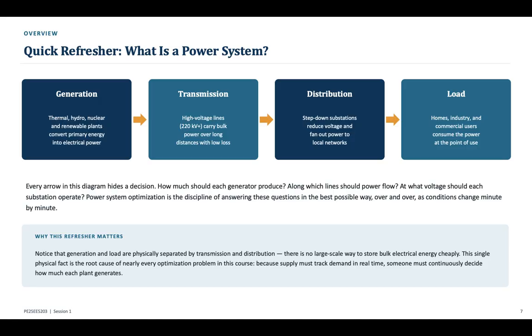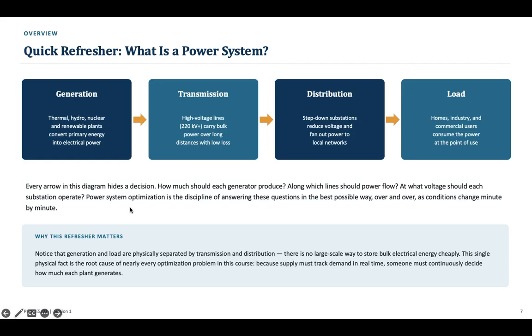As you can see here, I have also put it here. Every arrow here hides a decision. What decision? When it comes to generation, how much should each generator produce? And when it comes to transmission, along which lines power should flow? At what voltages each substation should operate.